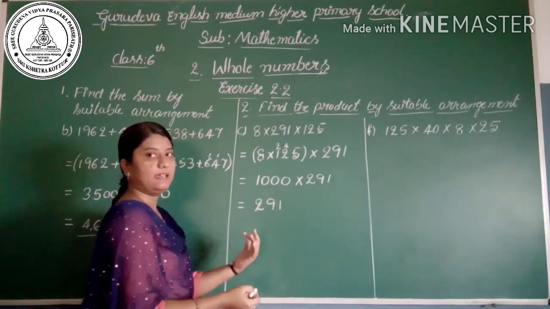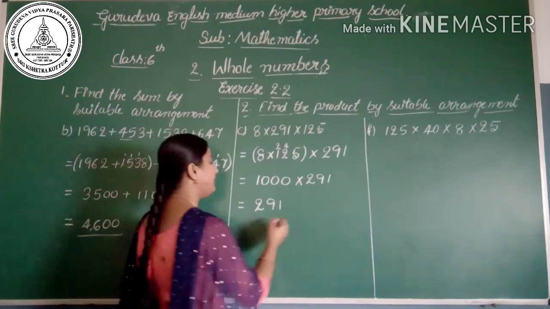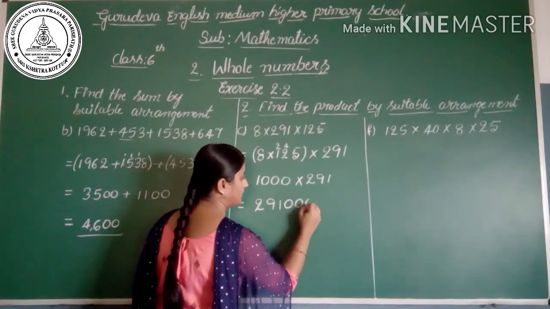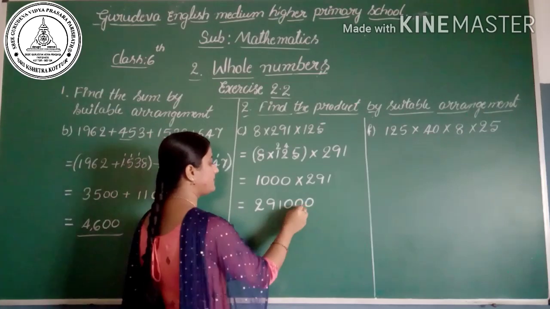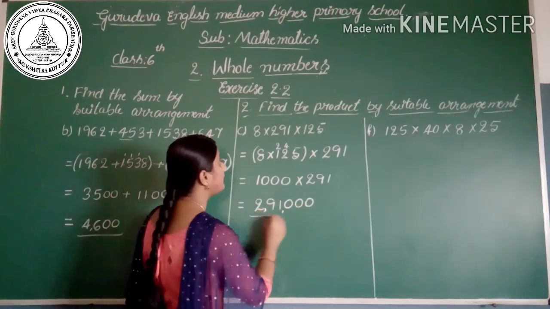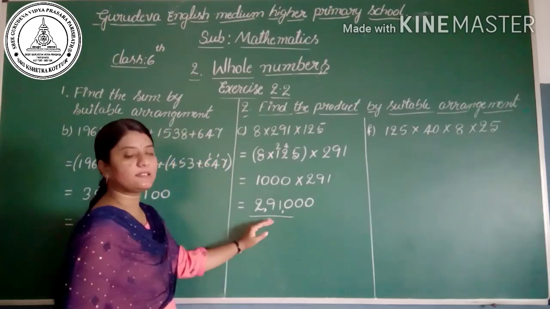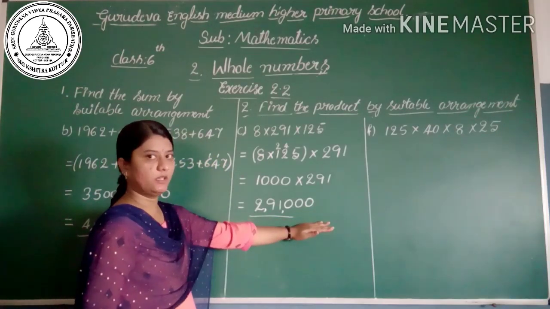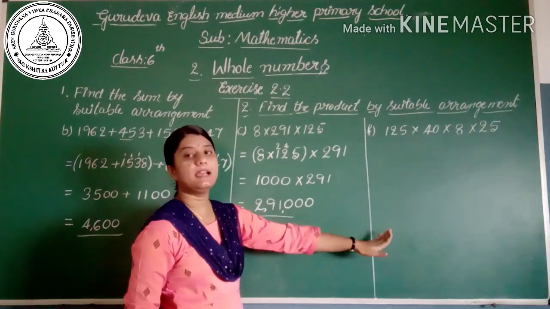I left the 3 zeros to multiply. I will add them at last: 1, 2, 3. Then put the commas: ones, tens, hundreds, comma, thousands, ten thousands, comma, lakh. The product of the given numbers is 2,91,000. Okay. Similarly, solve the fifth question.